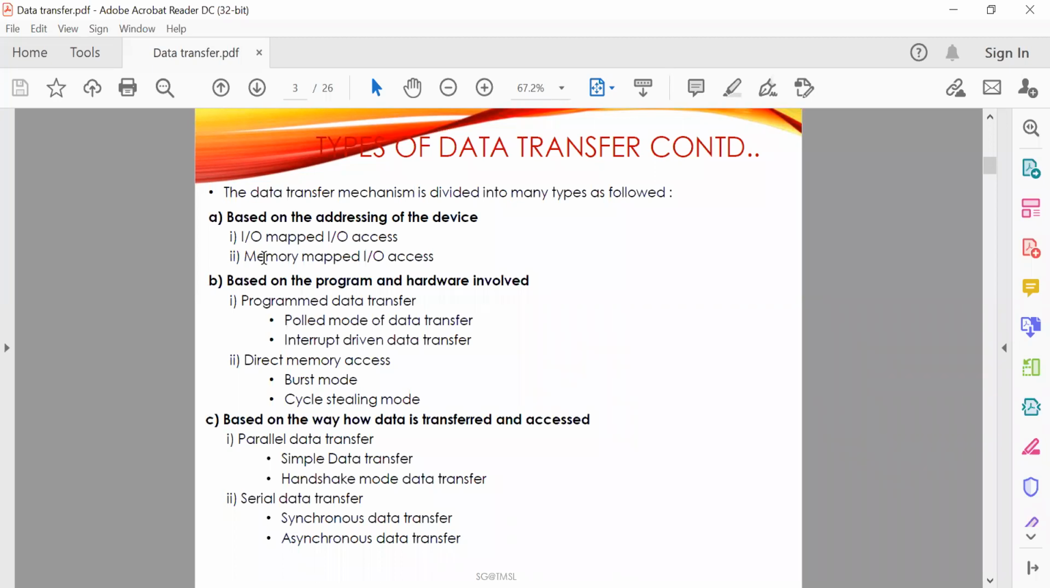Now, the processor, before writing data to the output device, checks for this signal. And if this signal indicating readiness of the output device is available, the processor can write the data to the output device. And the signals that are transferred between the devices and the processor are called handshake signals.